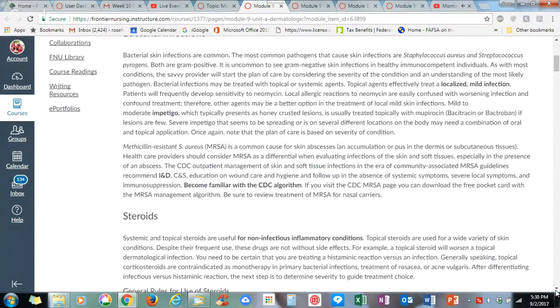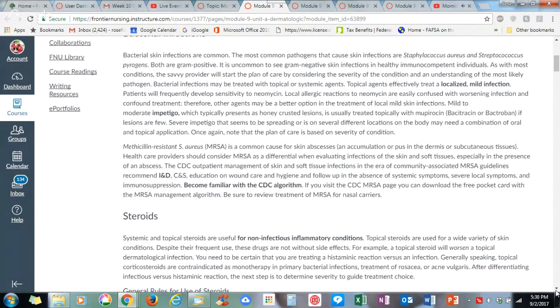Bacterial infections may be treated with topical or systemic agents. Topical agents effectively treat a localized mild infection. Patients will frequently develop sensitivity to neomycin. Local allergic reactions to neomycin are easily confused with worsening infection and confound treatment. Therefore, other agents may be a better option in the treatment of local mild skin infections.